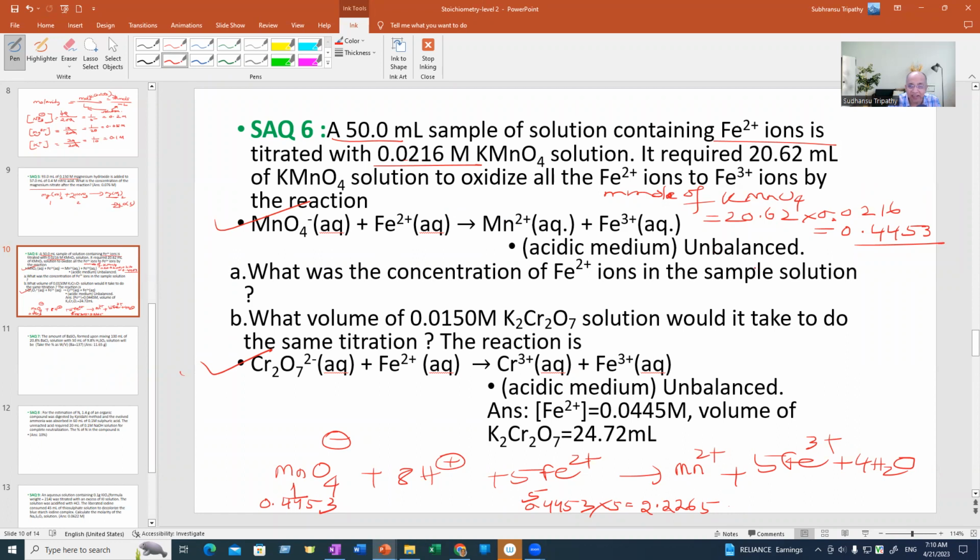So, what is the molarity of Fe2 plus ion? It is the number of millimoles, 2.2265, divided by the original volume, because it is asking what is the concentration of ferrous ion in the sample solution. The sample had 50 milliliters. You don't need to add these two. You are asked to find the molarity of ferrous in the sample solution, so the volume of the sample was 50 ml, therefore you have to divide by 50.